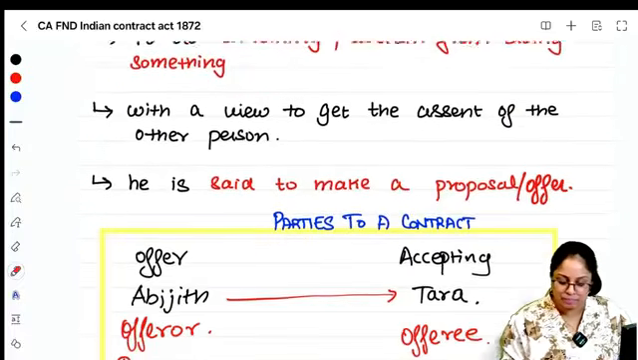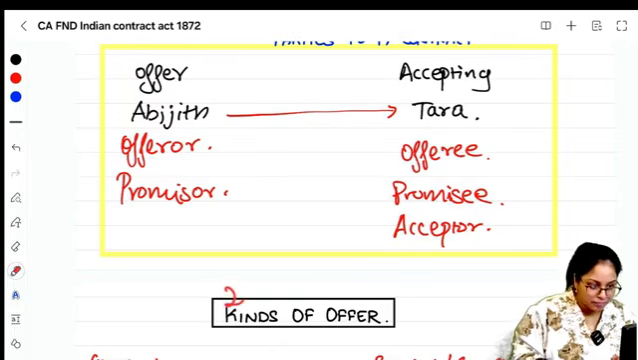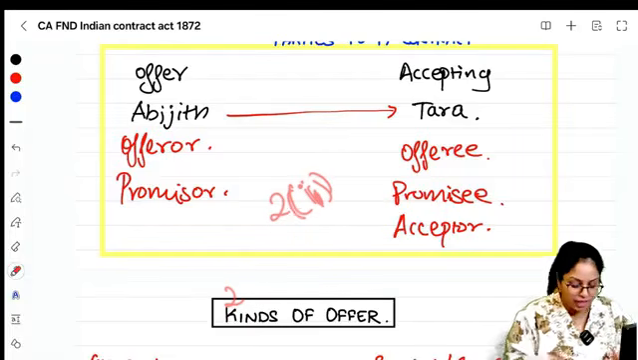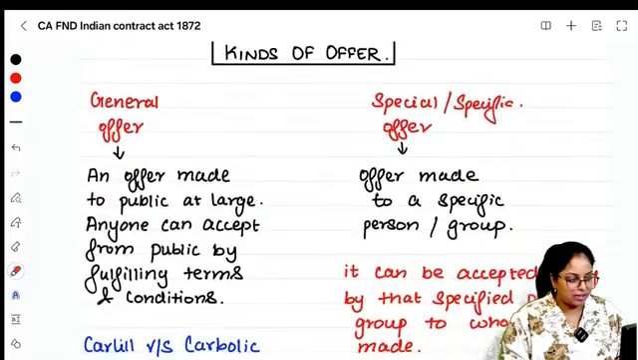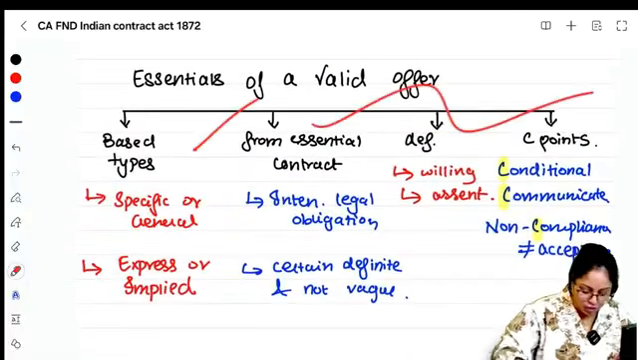Is that clear? Did I tell you the section for voidable? 2(i) is what? Voidable. Very good. 2(i) is voidable. Is that clear? Okay, kinds of offer is also done. Next, moving on to essentials of a valid offer.